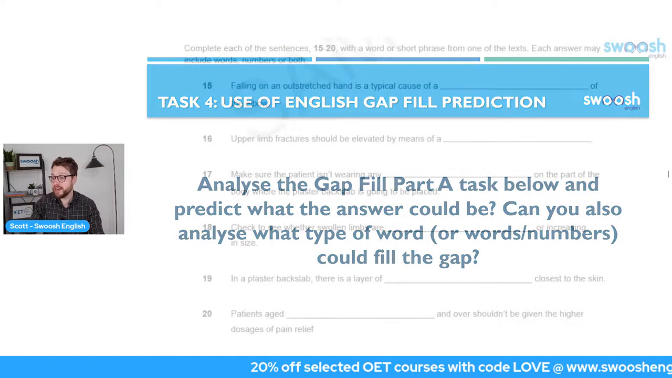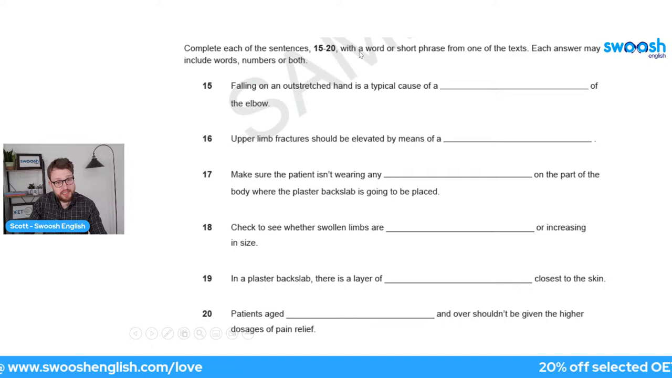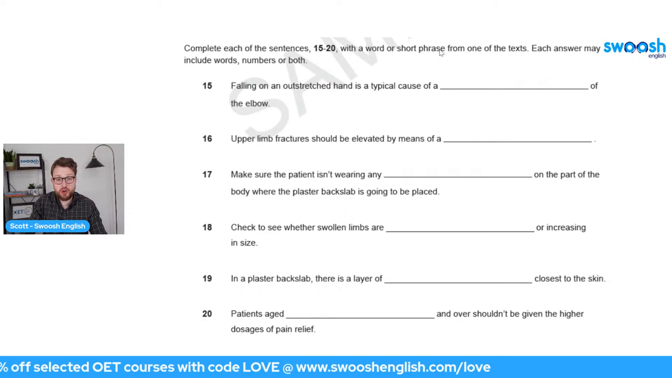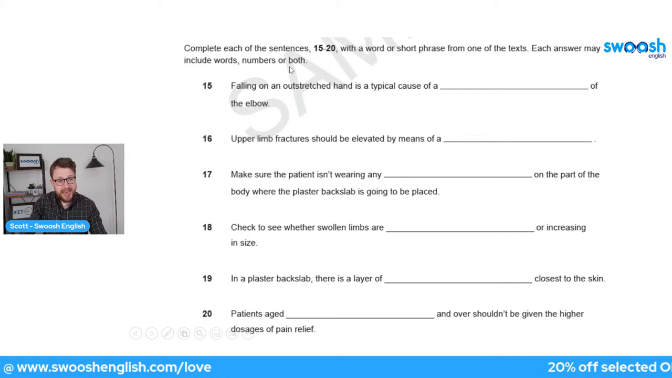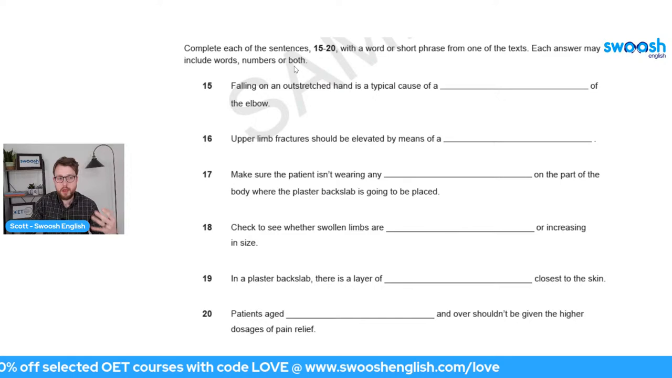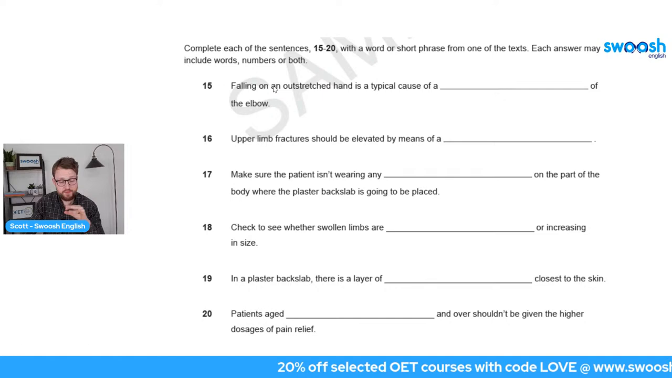So have a look at exercises number 15 to 20. It says at the top, complete each of the sentences 15 to 20 with a word or short phrase from one of the texts. So a word or a short phrase. Make sure you identify and know what they are. Each answer may include words, numbers, or both. So we typically have up to about 3 words in these gap fills. It can be a combination of words and numbers. So what makes logical sense to you? Before we get into this activity, guys, we're going to try and guess what we think the answer might be based on our use of English. So let's look at activity number 15 as an example.